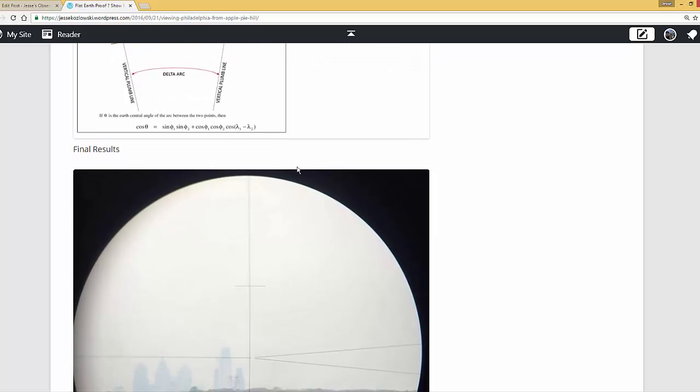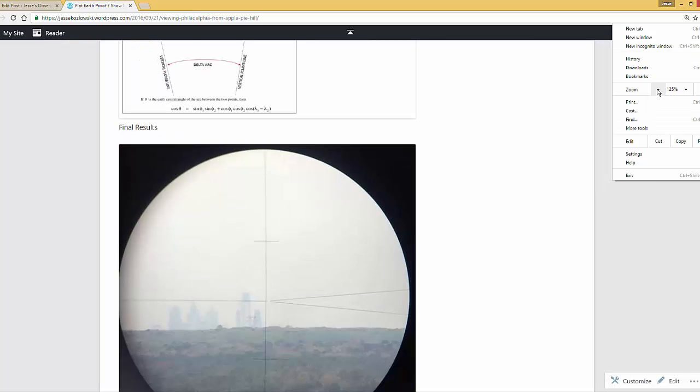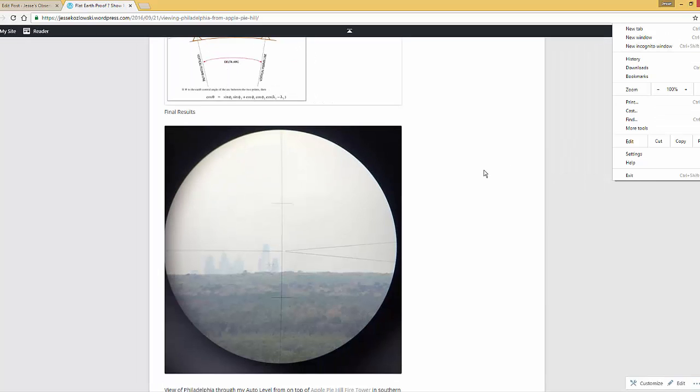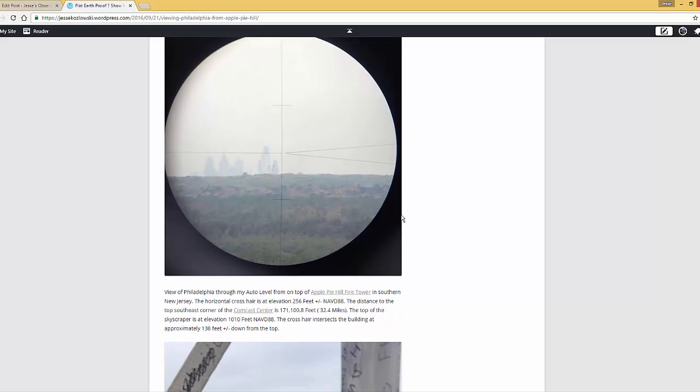However, later on, I went back up there after I figured out that I could actually take pictures through my telescope, because the first time I went up there, I didn't know I could do that. And it's not easy to do, but here's one. So this is my level line at elevation 256 feet. And, you know, here's the information. So I'm about 138 feet down from the top of this 1,000-foot tall building. It's 1,010 feet, basically.